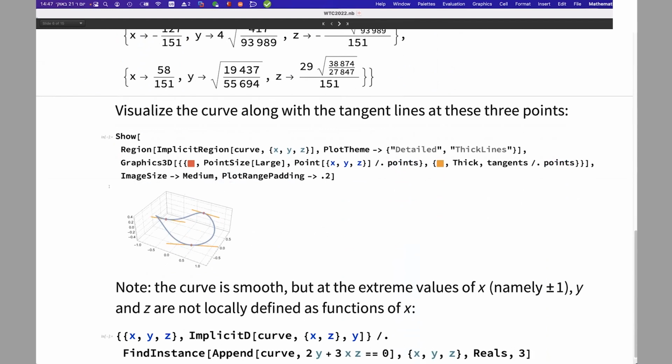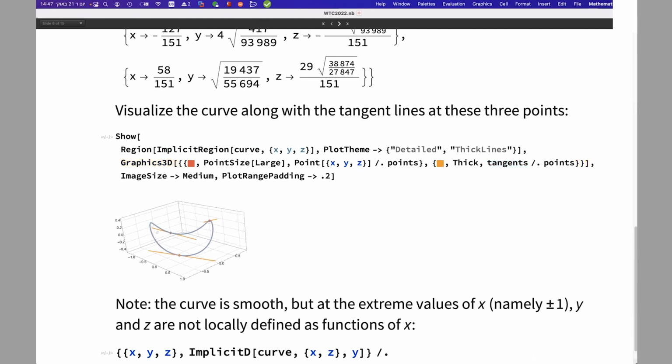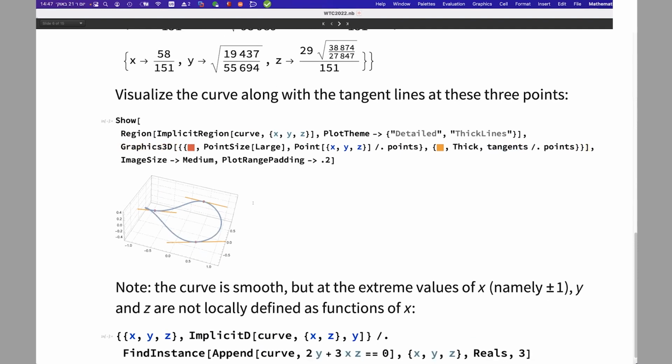And here's the plot. I'll just very quickly point out, I take the curve. It implicitly defines a region. So I use that region to visualize it. I add on the points and the infinite lines and substitute in the points, and that's how I created my little potato chip here with some tangent lines. And by moving it around, we can see that indeed these are in fact tangents at the points indicated in red.